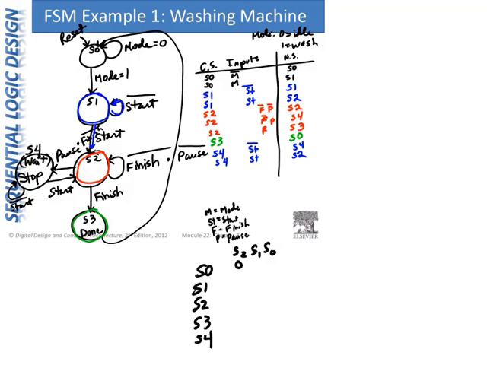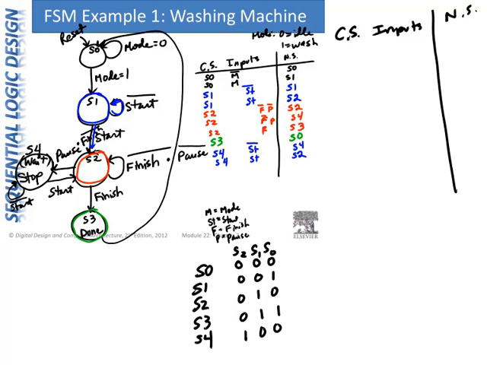Okay, so we'll just use binary encoding. State S0 will encode as 0, state S1 will encode as 1, state S2 will encode as 2, state S3 will encode as 3, and state S4 will encode as 4. Okay, so now we'll encode our state transition table. We have our current state and our inputs, and then we have our next state. So current state, we have S2 to S0. Inputs, we have M, start, F, finish, and P. And our next state is S2 colon 0 prime.